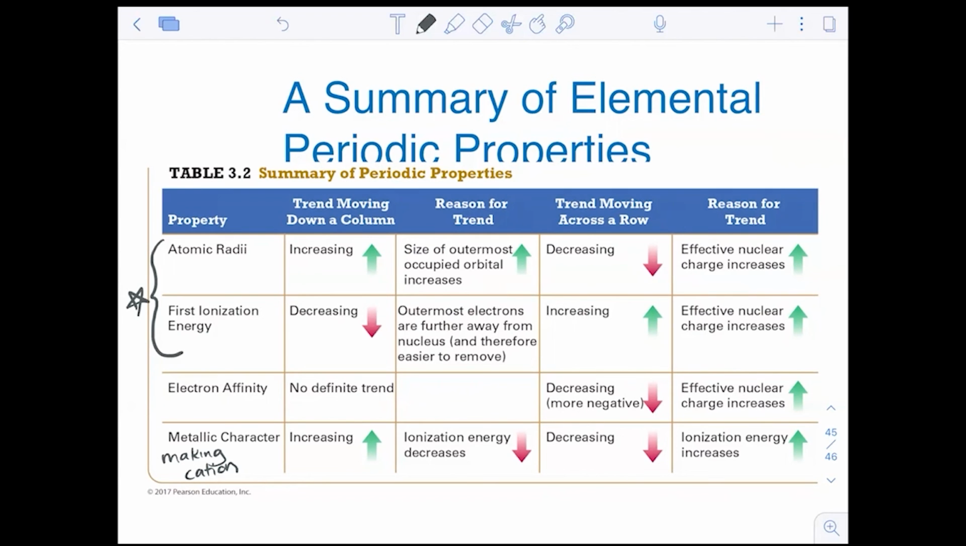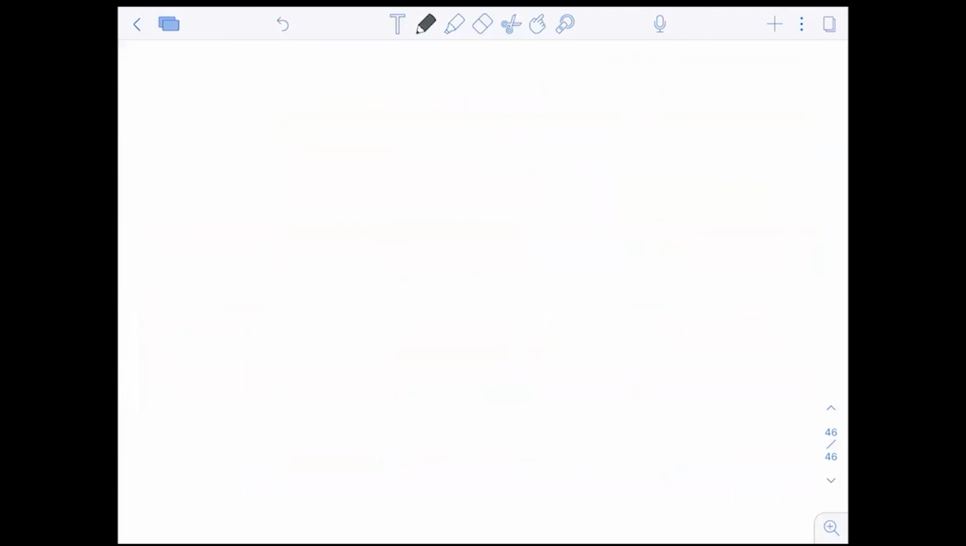Lovely. So this chart is a summary of the periodic properties you should know, but the first two you should know intimately. You should know the reasons why in terms of Z effective or the size of the orbital. And that's all I have for you today.